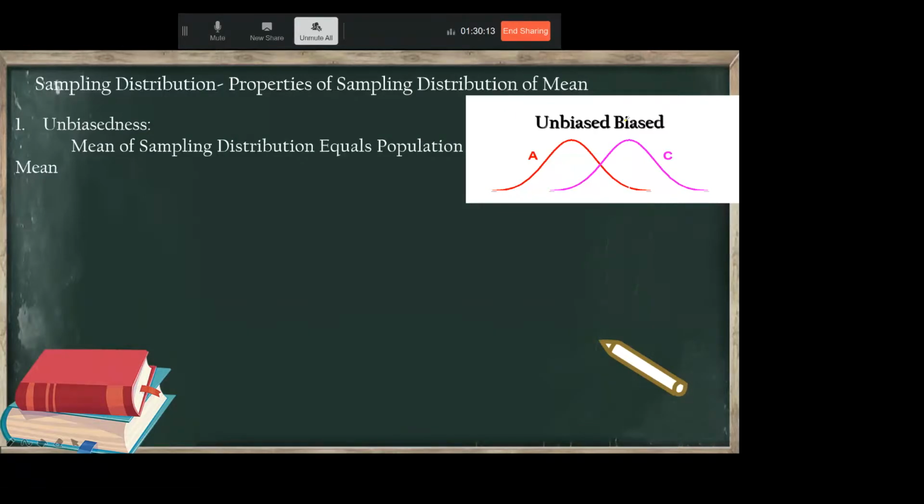As I told you about the biasness and unbiasedness. What is unbiasedness? When mu x bar equals mu, then it's unbiasedness, right? And in other way, it's biased. So if it's not equal, then it is biased. So basically, this one is a biased distribution because here it's not equal, right? So this is population.